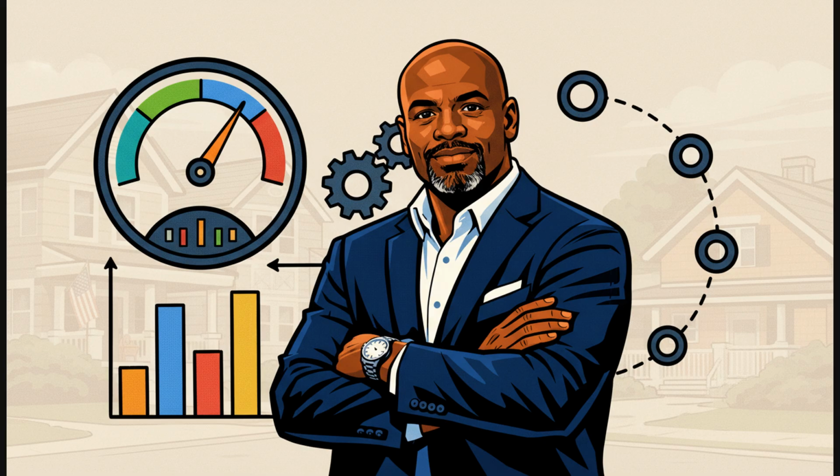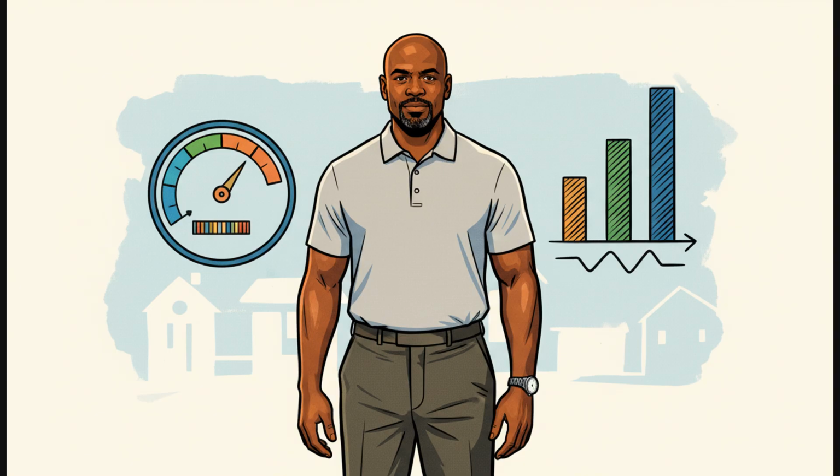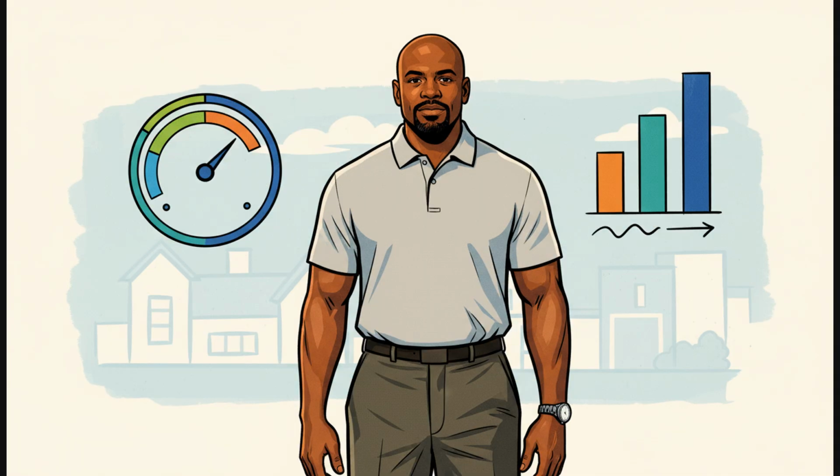Back to Marcus. His $1,650 a month rent is $19,800 a year. The 50% rule says his operating expenses should be around $9,900. His actual operating expenses that first year were $8,400. His NOI was $11,400. That is a healthy number. That is the number that told him the building itself was a good business, separate from how he financed it.